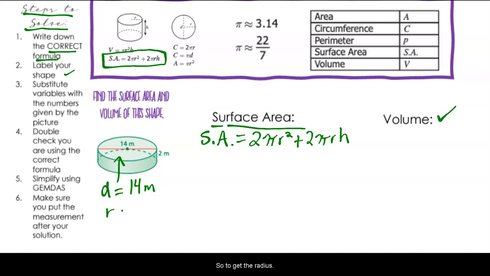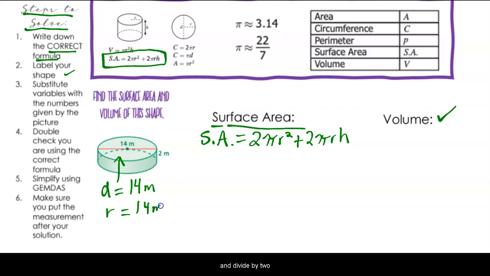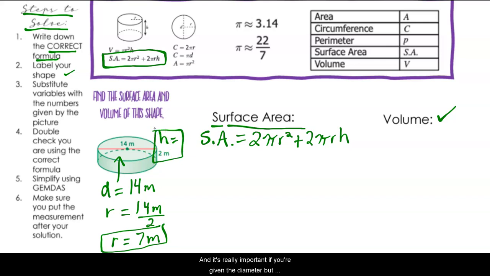So to get the radius, we're going to take that 14 meters and divide it by 2. So then our radius is equal to 7 meters. And then of course we have our height over here, which is 2. And it's really important if you're given the diameter, but there's a radius in the formula, you can't skip that step of dividing by 2.